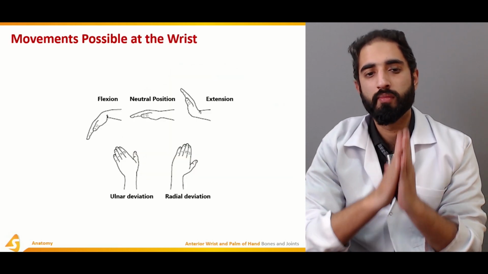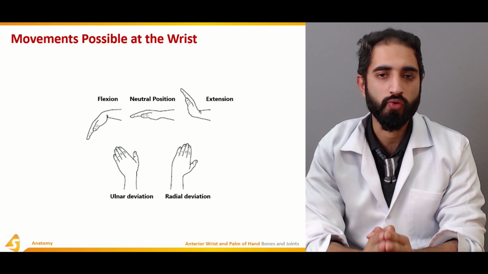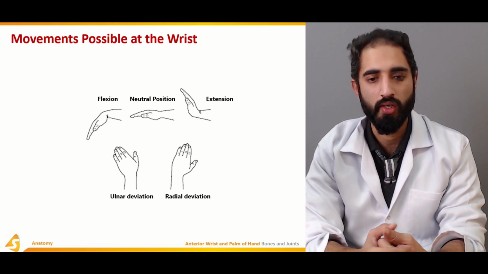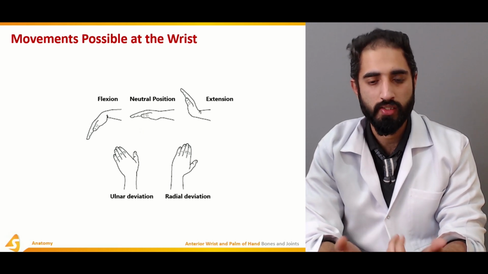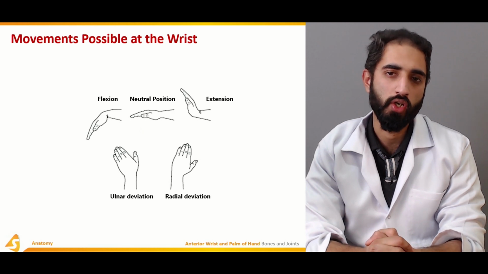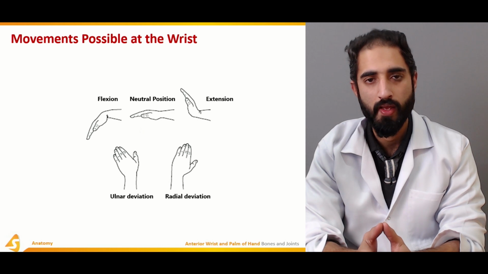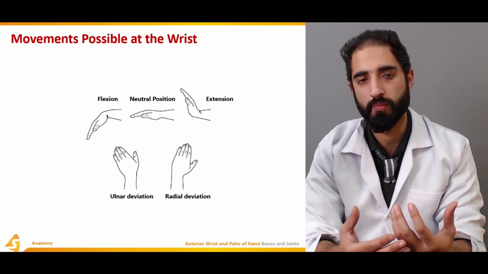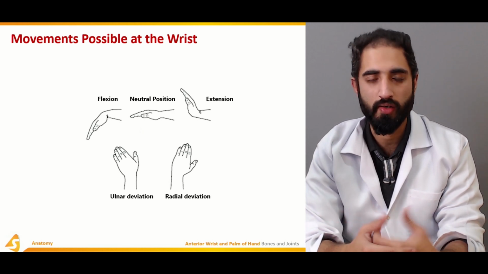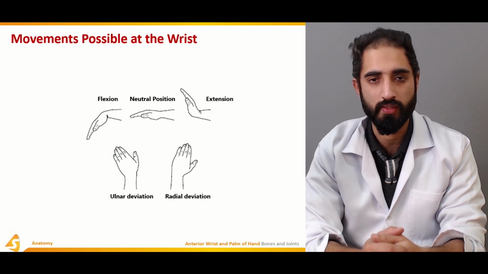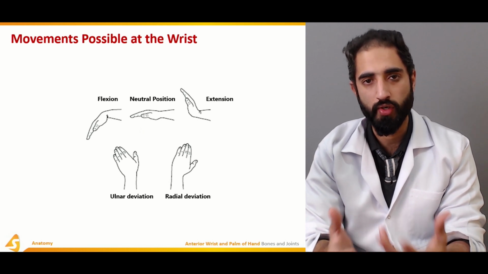So the movements possible at the radiocarpal joint, or the wrist complex as a whole, include flexion and extension, as well as ulnar deviation and radial deviation, as you can see in this slide here. And these two movements in two different planes and around two different axes make this a 2 degree of freedom joint.